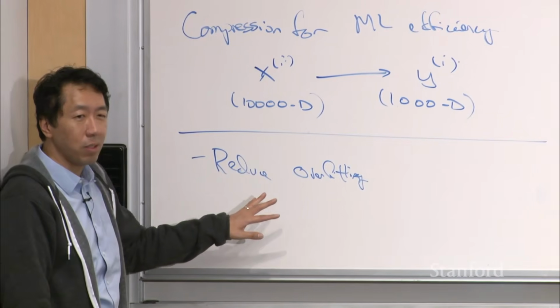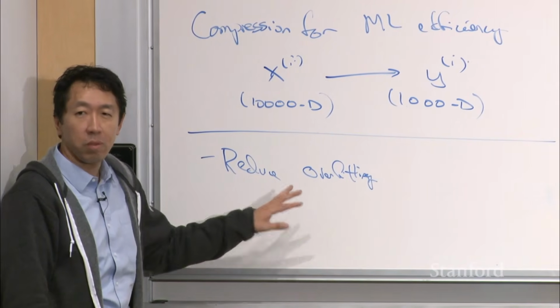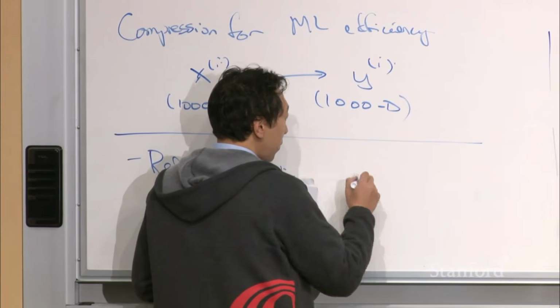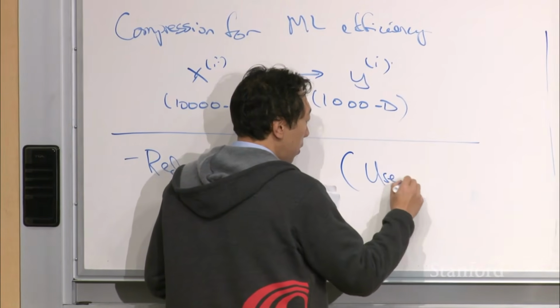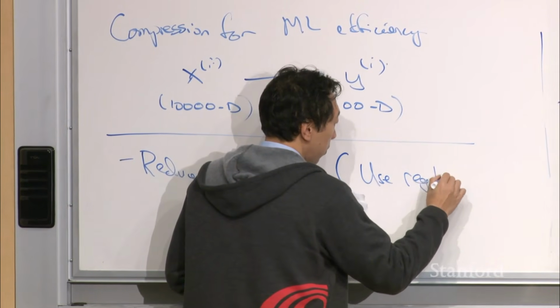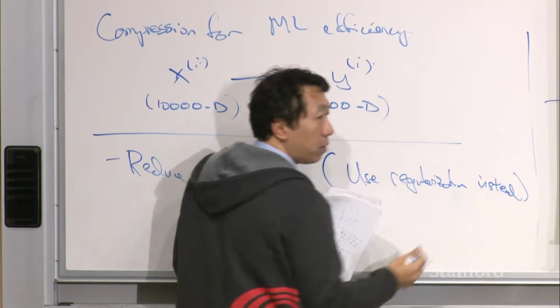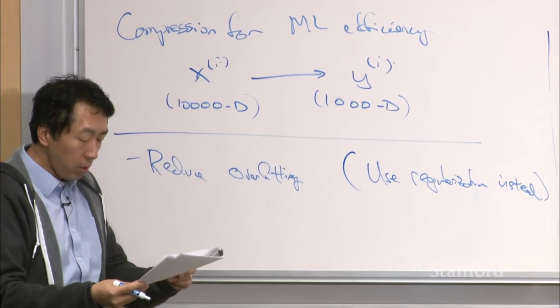And so I tend not to use PCA to reduce the number of features for the purpose of reducing overfitting. Instead, I would use regularization instead. That's what I would do.